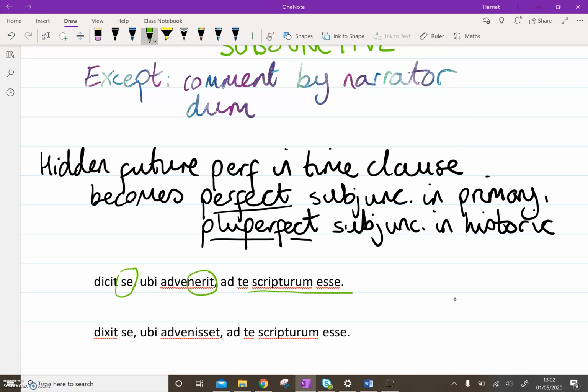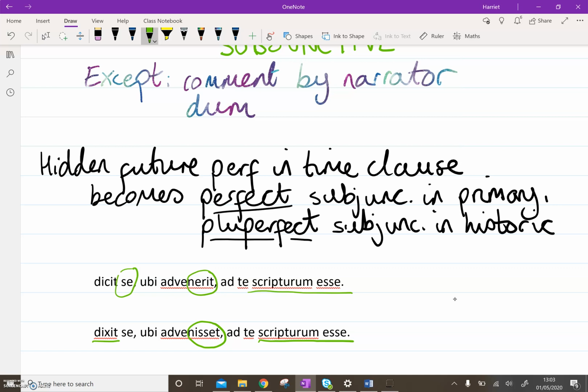We have dixit, he said, in this second sentence. So he said that he would write a letter to you. Now again, advenisset has become pluperfect because it was originally future perfect. But it's in a historic sequence, so in the subjunctive it needs to become pluperfect. And again, it needs to happen before the future infinitive, and the future infinitive is the clue that tells us that this verb originally would have been future perfect. But it also needs to happen in line with the historic verb dixit.